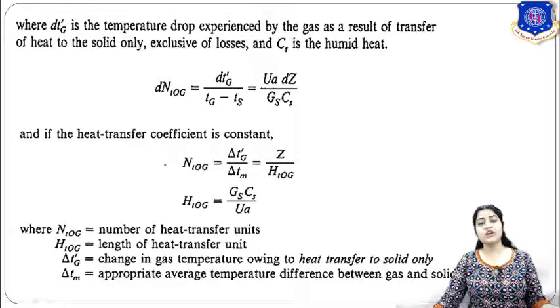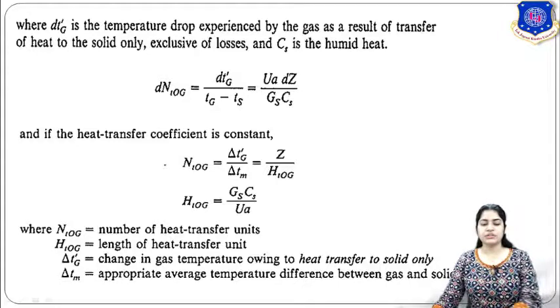Hence, the average we are talking about here is the logarithmic mean. So you get the following relation, which is again equal to Z upon HtOG. Now, what is your HtOG? That is the length of a heat transfer unit, equal to Gs into Cs upon UA. This way we derive the relation of NtOG and HtOG.